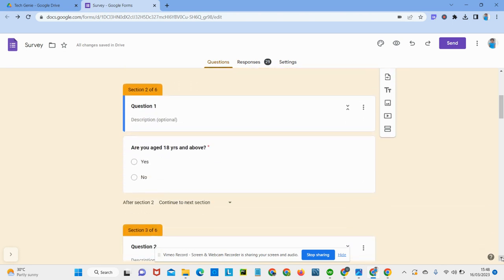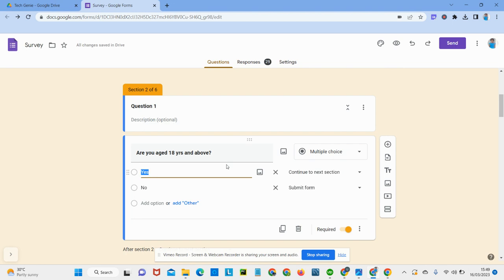The first section is where I asked, are you 18 years and above? The reason why I asked this question is because in this part of the world, people 18 years and above are already earning an income, and they can begin to spend the income that they earn. And so I felt like, okay, these are the kind of people that I want. Whoever is going to fill my form should be above 18 years. And so that's what I wanted to do.